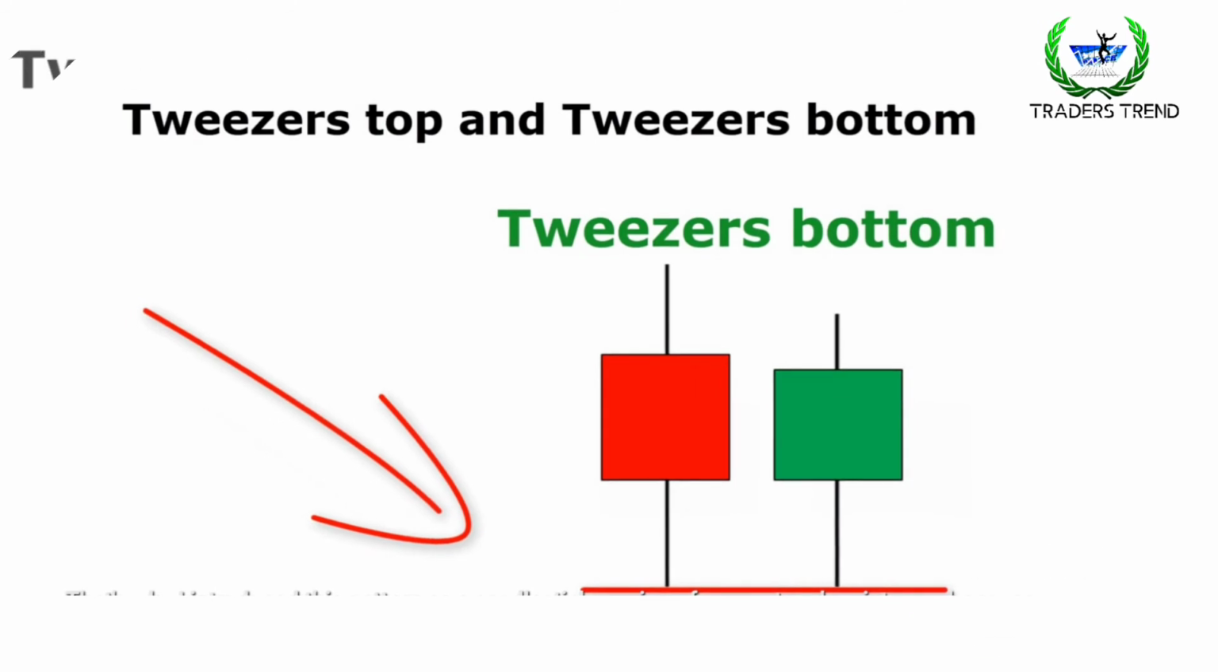And the next one is the tweezers bottom. Tweezers bottom is a two candle pattern. The bottom shadow, the wick, is equal to the previous candle's. It is a bullish reversal. It comes at the bottom of a downtrend, and at that time the bullish reversal will happen.